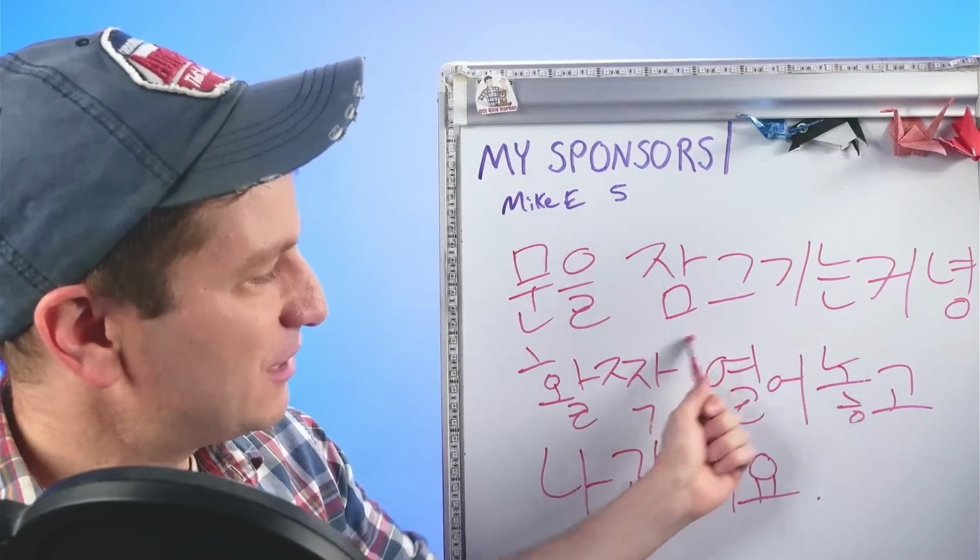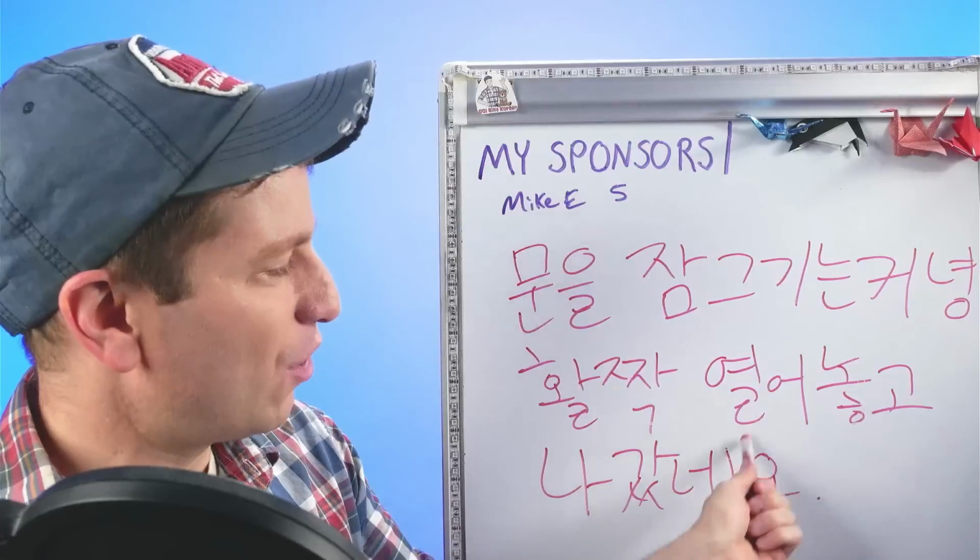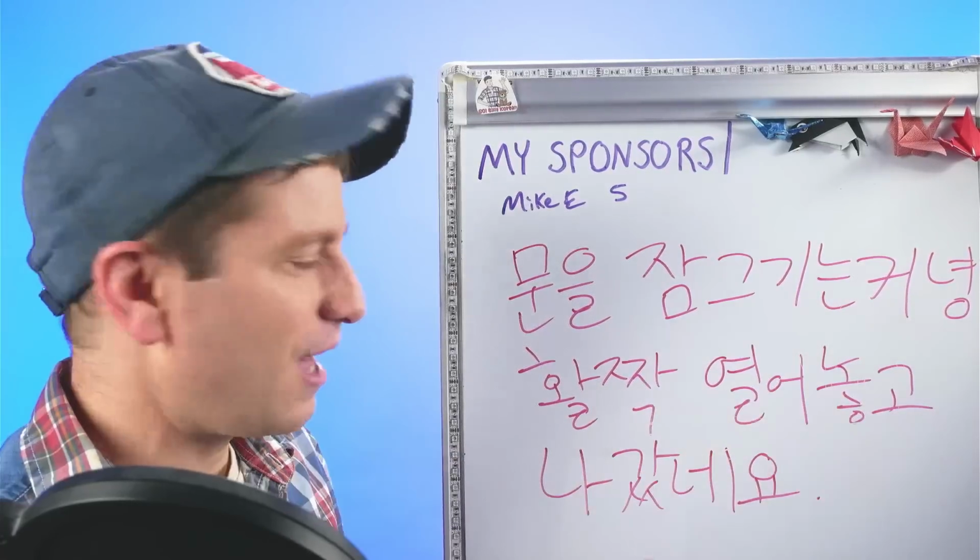문을 잠그다. 잠그다 is to lock. 열다 is to open it. 열어놓다 is to open it and leave it. 나가다, to leave.